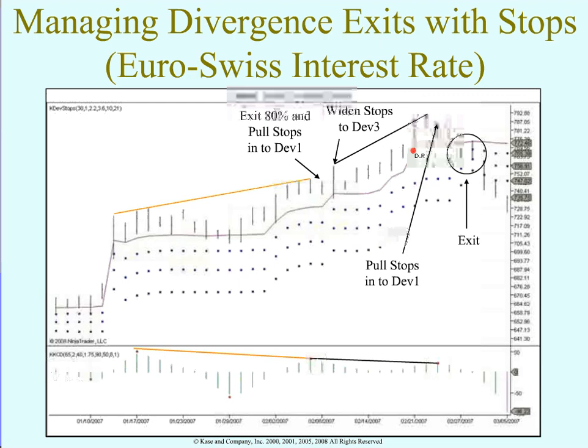As the market continues higher, it gives us another indication of divergence. We're already 80% out of the trade. If we had another entry signal in this move up, we would have gotten back in fully long, and we could have exited 80% again. We can pull stops into Dev 1, exit 80% of the position, and as soon as Dev 1 is hit, we exit the rest of the position, and then the market continues lower. Now again, this is the reason why we don't look at divergence or momentum indications as an entry. They don't always follow through, but they're a great way of exiting the market, knowing when the market's going to turn, and pulling in stop levels.